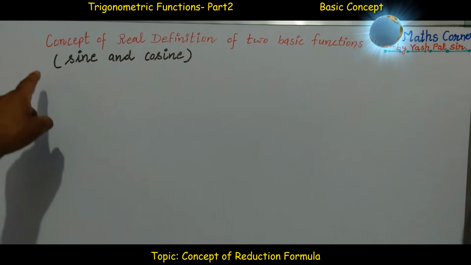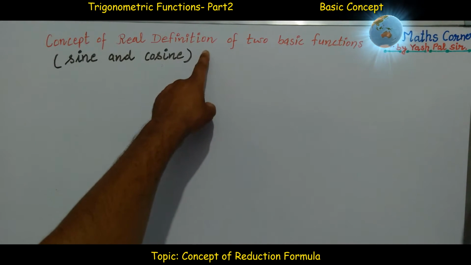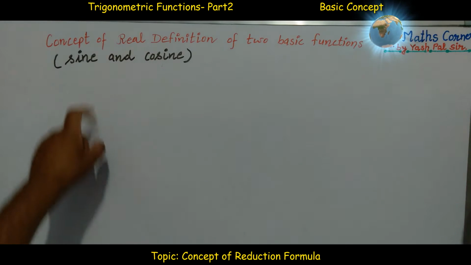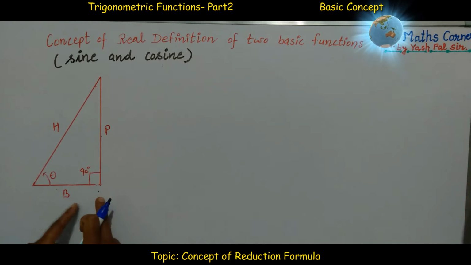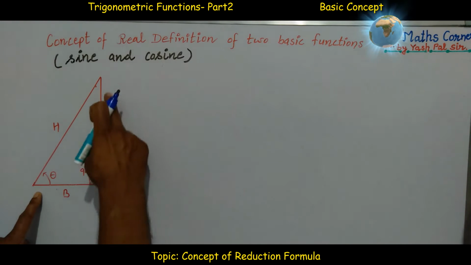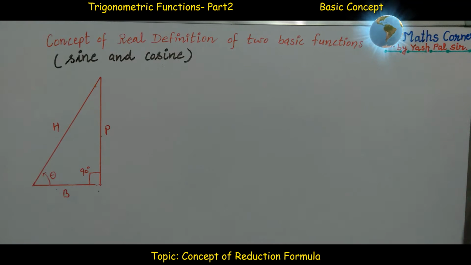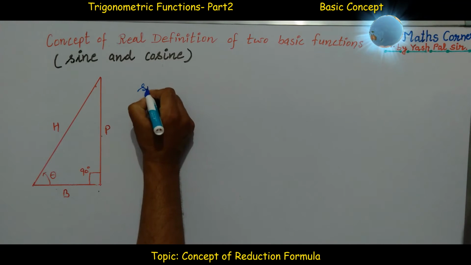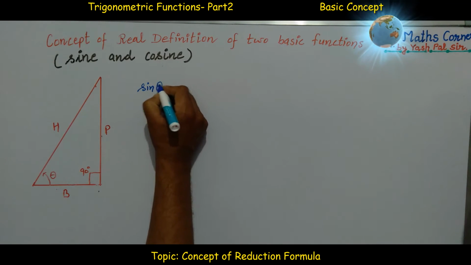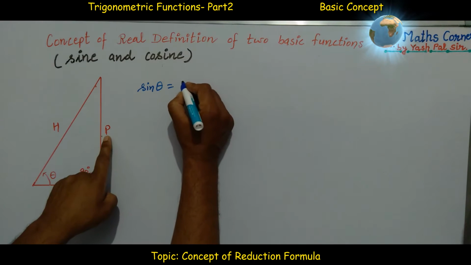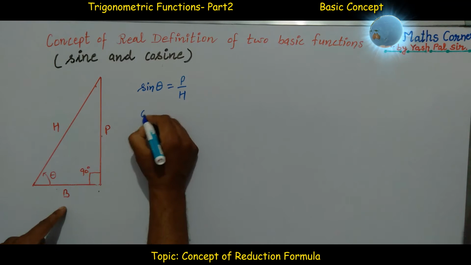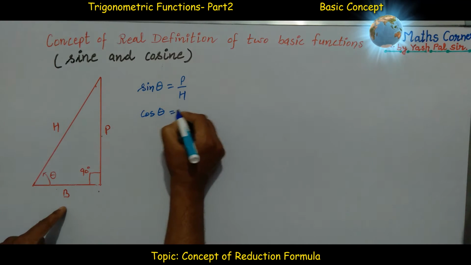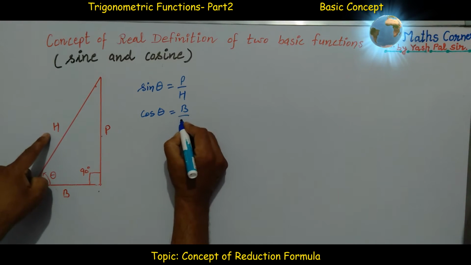Now we are going to discuss the concept of real definition of two basic functions, that is sine and cosine, sine theta and cos theta. Again consider this right angled triangle, perpendicular, base, hypotenuse. Now what we know? We know that the t ratio sine theta value is p upon h and cos theta is equal to b upon h.